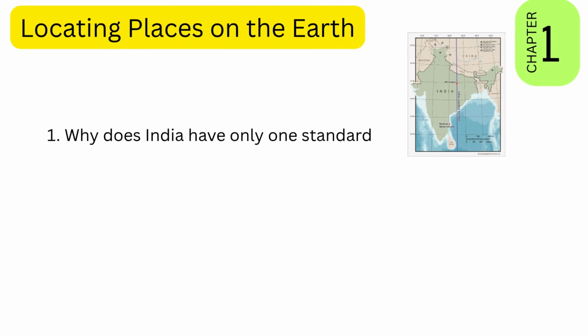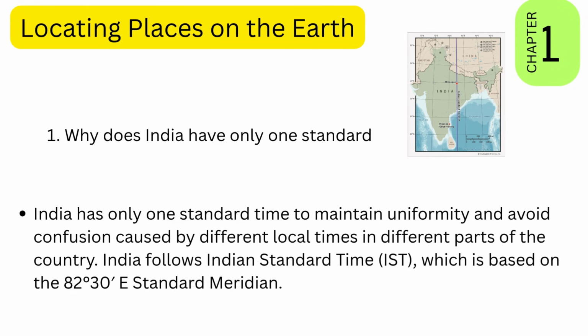Next question is, why does India have only one standard time? India has only one standard time to maintain uniformity and avoid confusion caused by different local times in different parts of the country. India follows Indian Standard Time, that is IST, which is based on the 82 degree 30 minute East Standard Meridian.